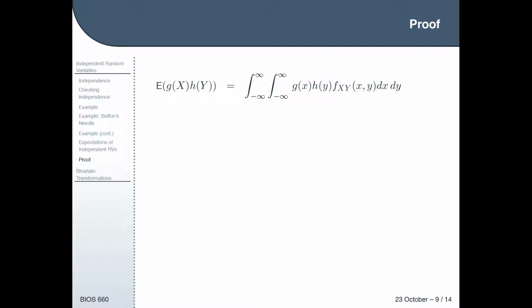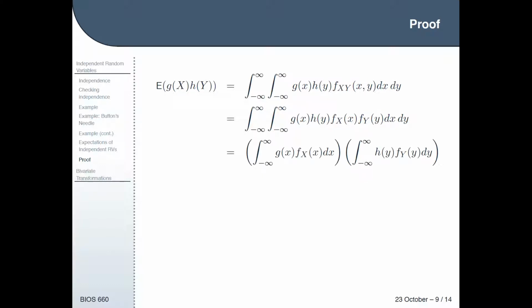Right. And here's a quick proof of this, showing the way it works in terms of integration. The expected value of g of x times h of y is, by definition, this double integral of g of x times h of y times their joint PDF. Well, since they're independent, the joint PDF is just the product of the marginal PDFs, so we can write it like that.